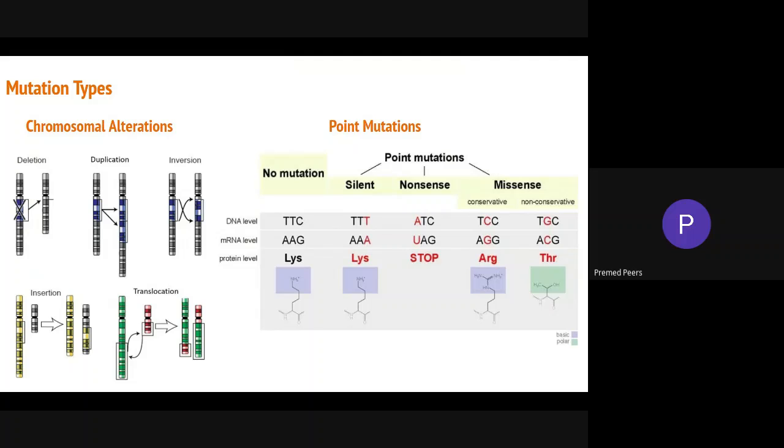Mutations may also be much larger, as in chromosomal mutations, which change chromosome number or size. Mutations of this sort include deletions, duplications, inversions, insertions, and translocations. Does anyone have any questions about this or anything related to this? Alrighty.